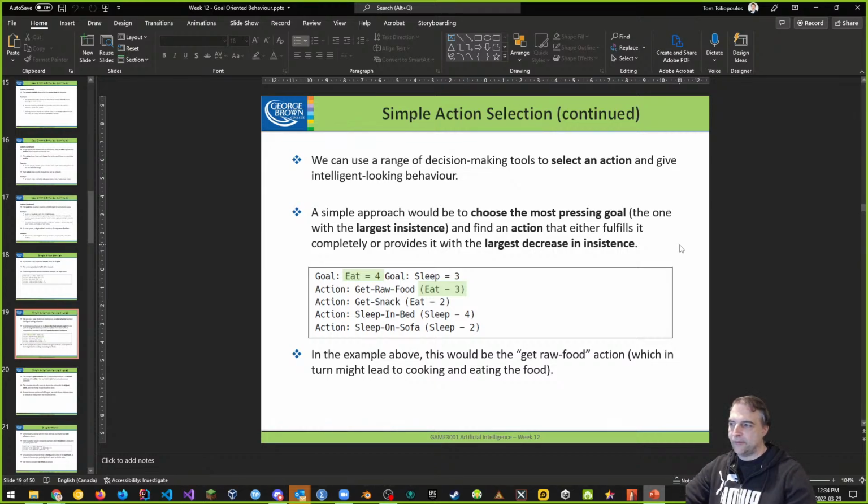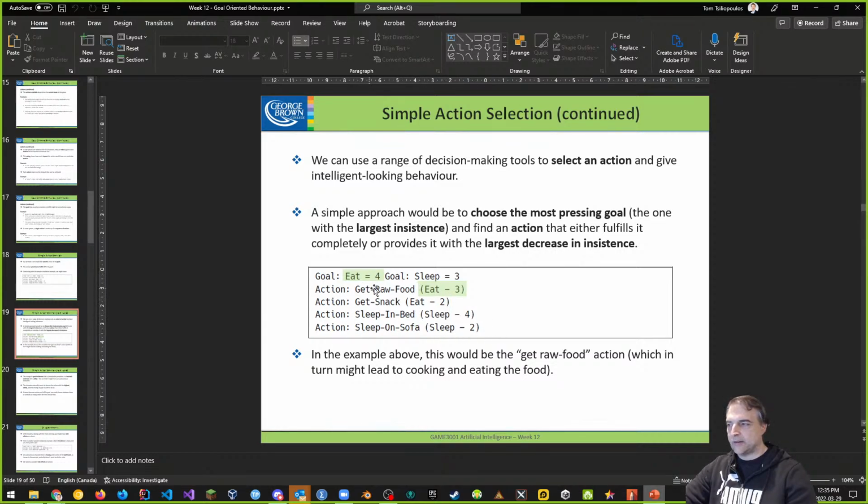So in this example above, because our eat insistence is 4 out of 5 points, let's say, and we can reduce it the most. Because this is the highest insistence, we're not even looking at sleep, because we're only looking at the highest insistence goal. We might have a set of goals, and we're looking at the one that has the highest number, 4. And now, okay, so what can satisfy it from these actions? Well, I can do sleep in bed, sleep in sofa, but that doesn't match with my highest insistence, right? So we wouldn't take these 2 actions.